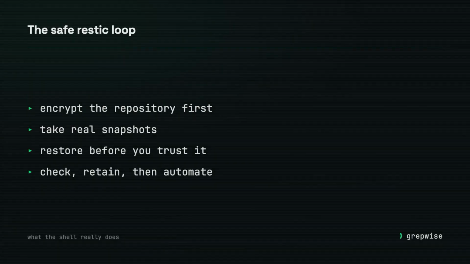The evergreen pattern is simple. Keep the repository encrypted from day one. Back up a clear source directory. Change data and take another snapshot to prove incrementals. Then restore into a separate path and run a check before you trust retention. Automation comes last after the manual path is proven.